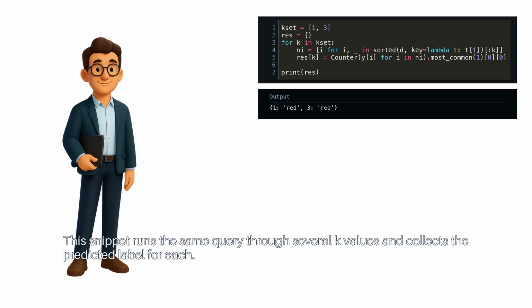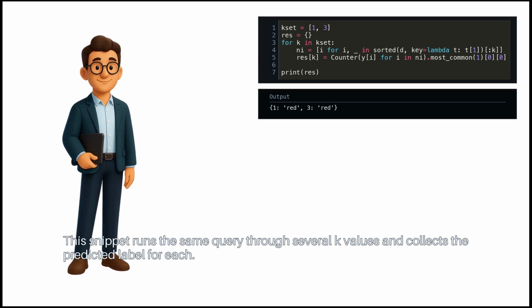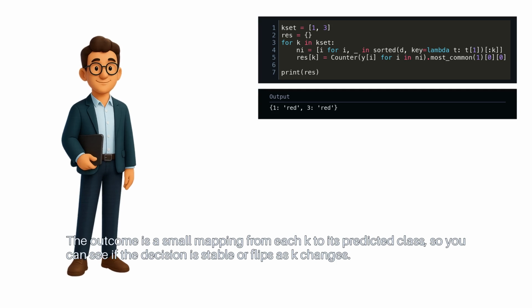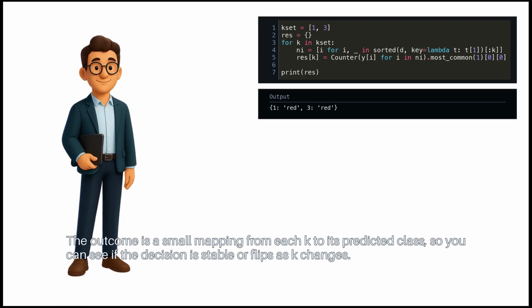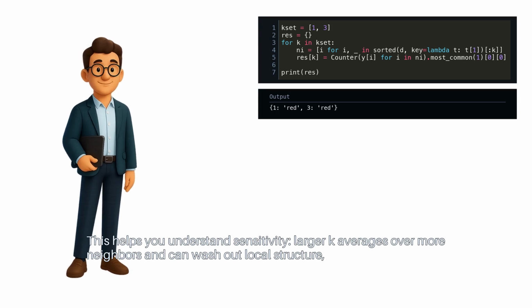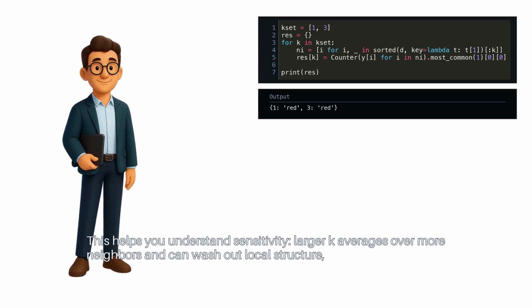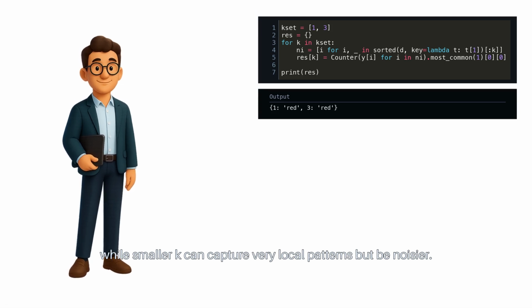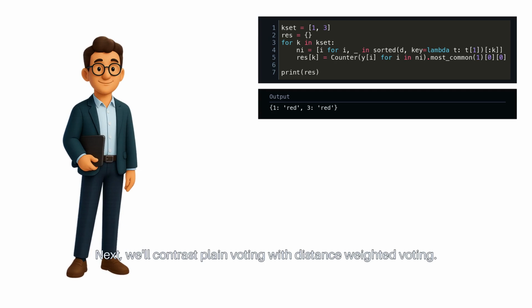This snippet runs the same query through several K values and collects the predicted label for each. It defines a list of K values and for each one slices the K nearest indices and computes the majority label using Counter. The outcome is a small mapping from each K to its predicted class, so you can see if the decision is stable or flips as K changes. This helps you understand sensitivity. Larger K averages over more neighbors and can wash out local structure, while smaller K can capture very local patterns but be noisier. Next, we'll contrast plain voting with distance-weighted voting.